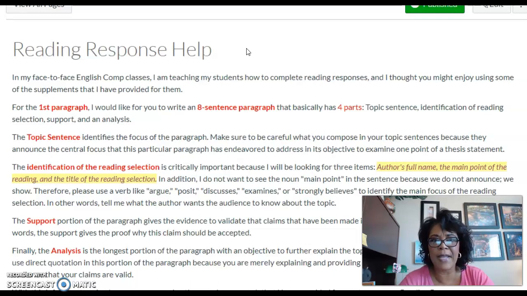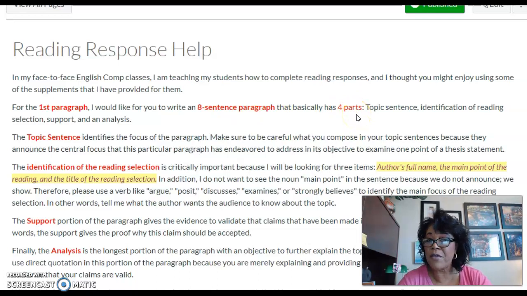Once you have that information in mind, then I want you to think about what was the most significant thought as you were reading. How did this information relate to you or relate to what you've heard about that topic? So let's go ahead and look at what the directions say for the first paragraph. It says for the first paragraph, I would like for you to write an 8-sentence paragraph. I will count your sentences. Okay, so keep that in mind.